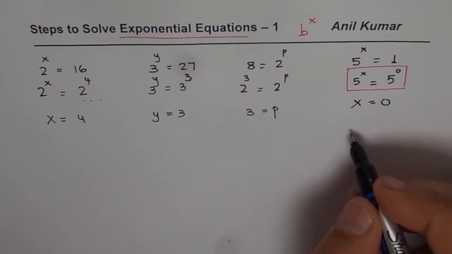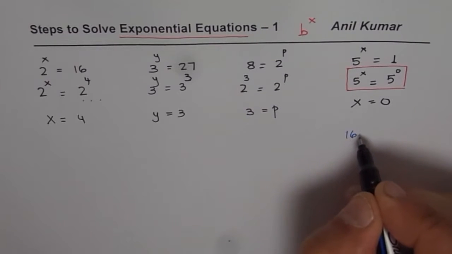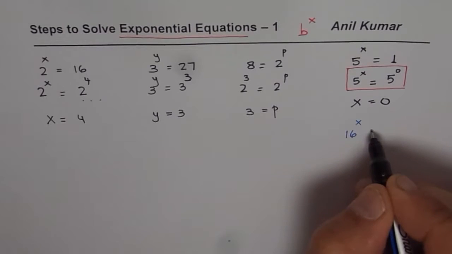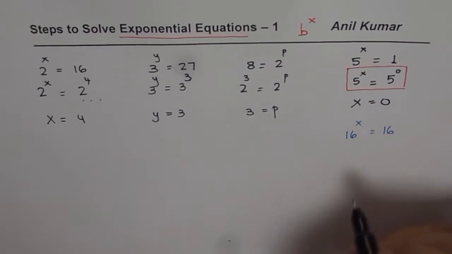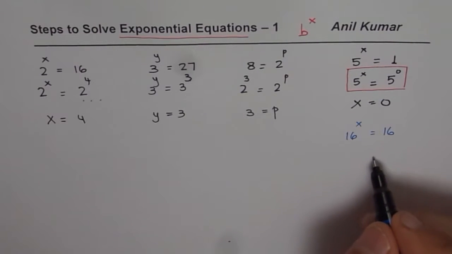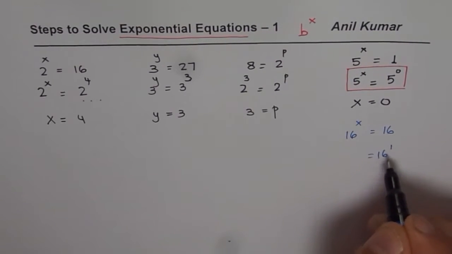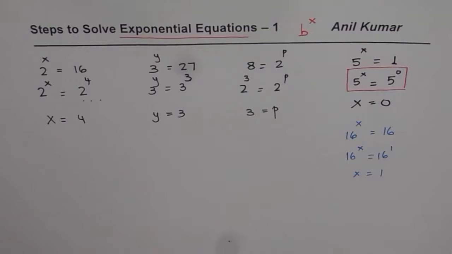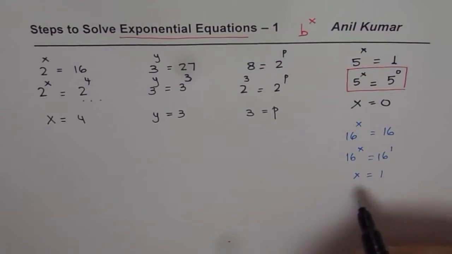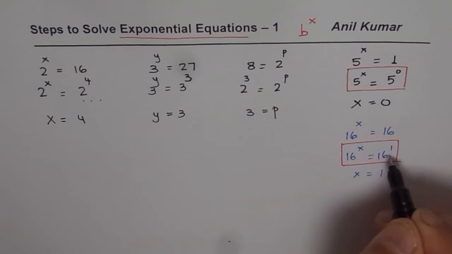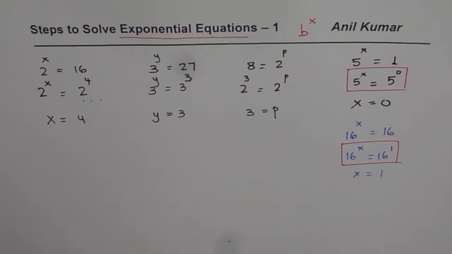We could write, let us say, 16 to the power of something, let us say x, equals 16. Now what is the value of x? Well, x should be 1, right? It's only 16 to the power of 1 is 16. Do you get the idea, right? So we know x should be equal to 1. So this is also important to remember that anything to the power of 1 is the number itself, right?